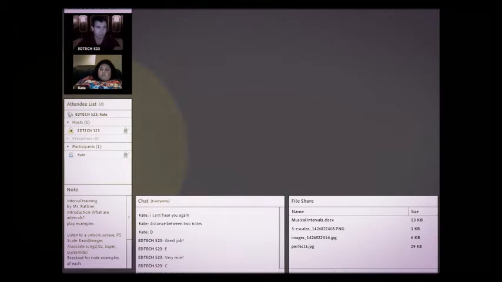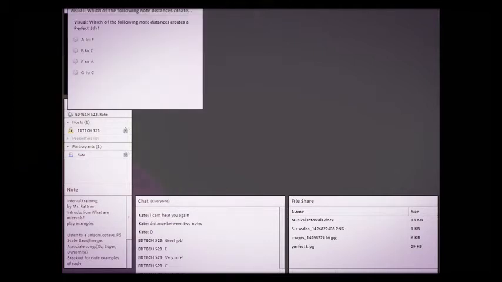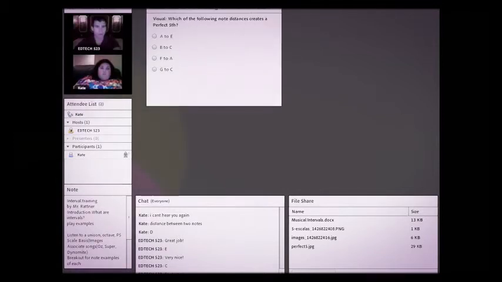So the next activity we would do would be to ask a poll, and so I will bring up as an informal assessment a question for Kate to start with a visual poll here. So I'm going to ask Kate to vote on this poll, which asks them which of the following intervals create a perfect fifth, and she is able to correctly identify that.